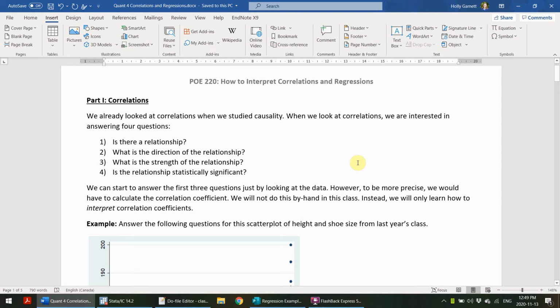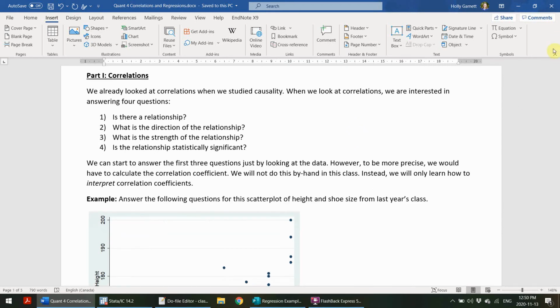We're going to look at how to interpret correlations and regressions. We're not going to look at how to do them. We simply don't have time or brain space to do that for this course. But we're going to look at, if you run across a correlation or a regression in a reading, in an article, how do you interpret that? How do you understand that?